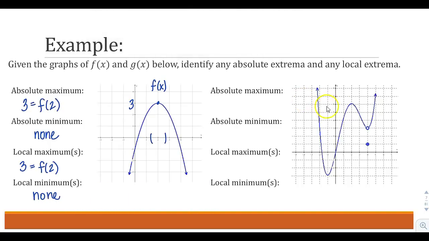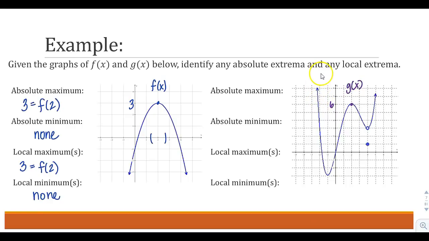For the second function, which we're calling g of x, we're trying to find the absolute maximum. So across the entire domain, is there a y value that is bigger than all the rest? A lot of people's eyes go right here to this location. So they want to go ahead and say that the absolute maximum is 6, but actually it's not. There are y values that come out of this function that are bigger than 6.